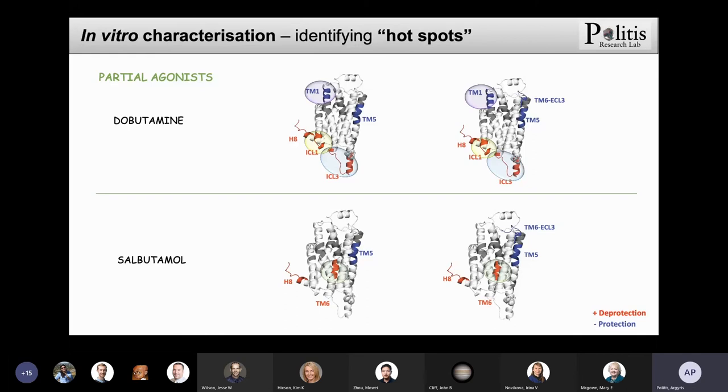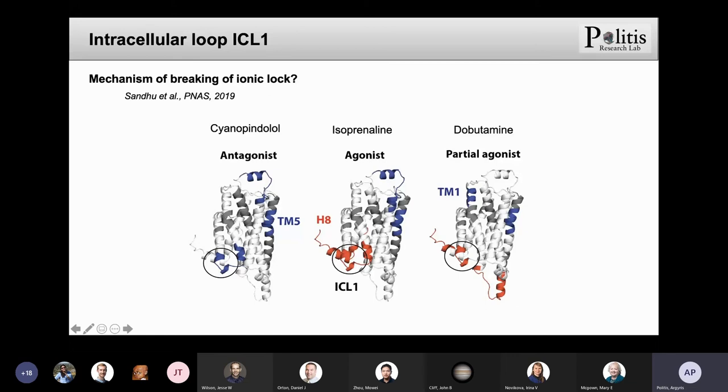What we can conclude is that when we compare an agonist or a partial agonist against an antagonist, we have significant changes. In the case of the ICL1 loop, we have conformational stabilization in the case of the antagonist, but in the case of agonist and partial agonist, we have conformational destabilization, as the red beads show. We're trying to understand the mechanism now, and that might be related to the breaking of the ionic lock in this area of the receptor.